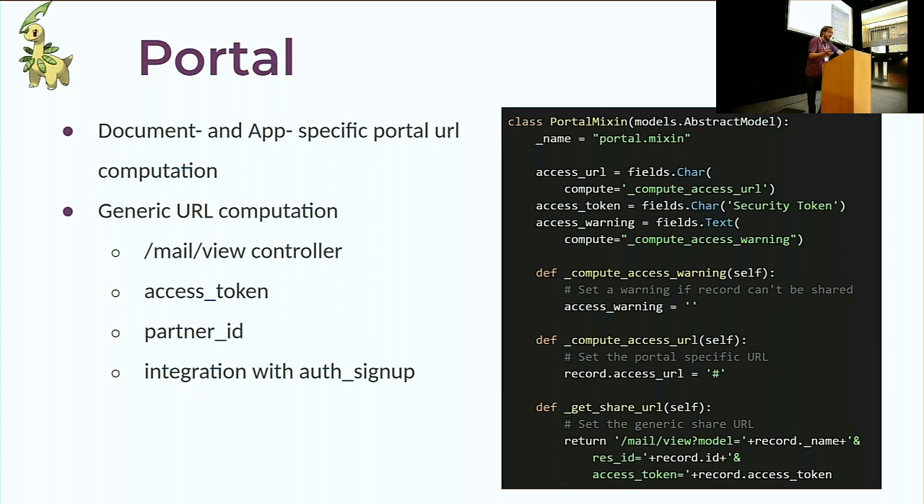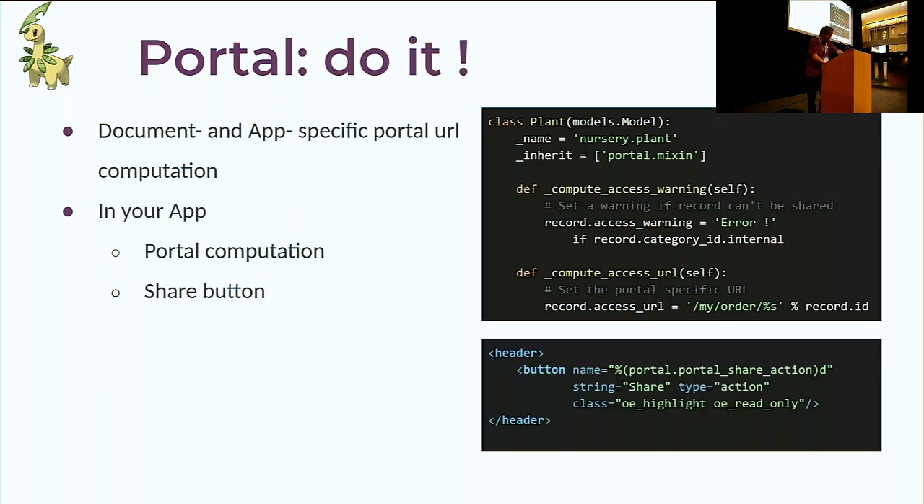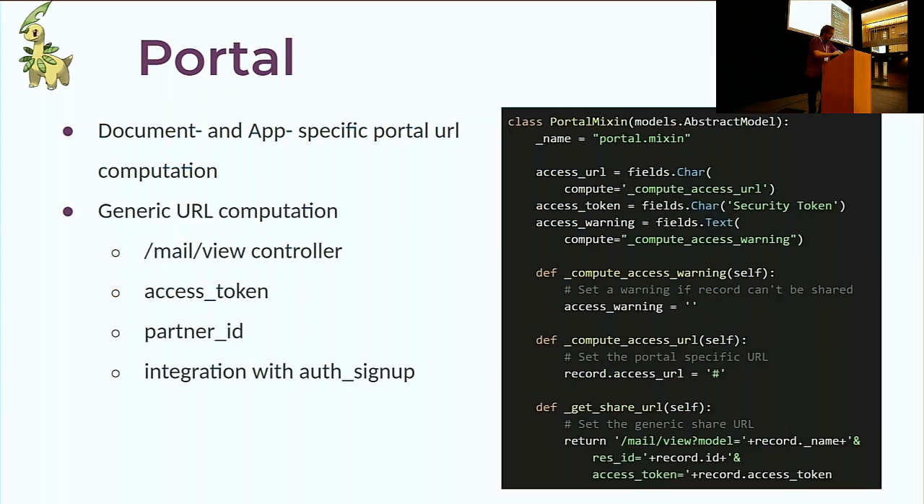You have a warning, it helps you somehow control who can share it, and for the URL, you just give the front end portal URL, which for example here is my order and the ID of the order. The portal Mixin also has a quite complex but interesting get share URL method. It computes a generic URL for your document based on the controller defined in mail. It receives the model, the ID of the document, the access token, and this generic controller allows redirecting people according to their access rights.